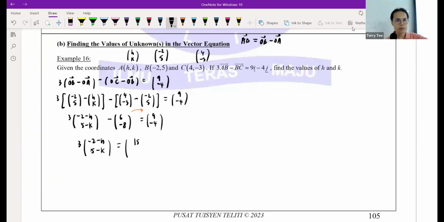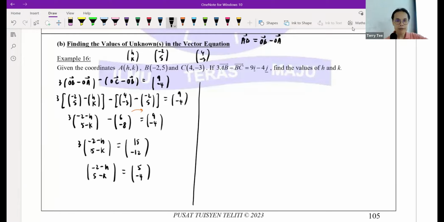The other one will be -4, minus 8, minus 12. Now notice you have a 3 in front, so I can actually divide them. When I divide them, 15 divided by 3, I get 5. Minus 12 divided by 3, minus 4.